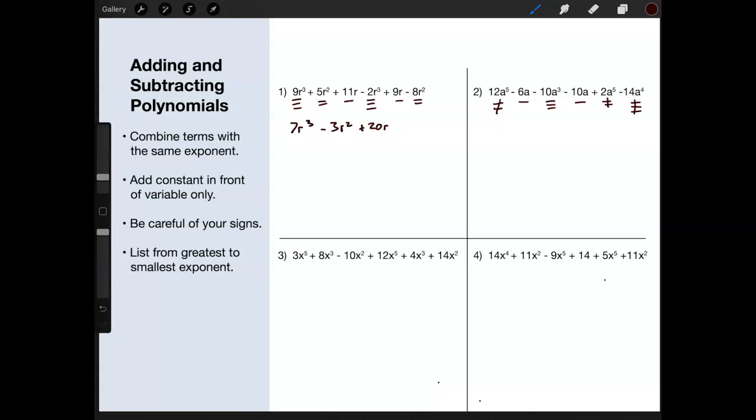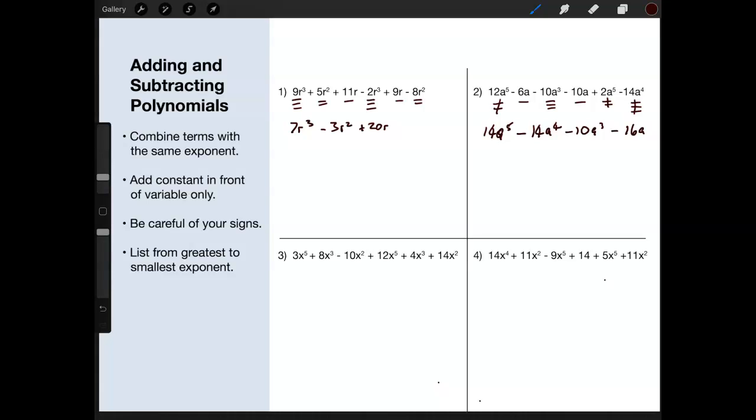We have 12a to the 5th plus 2a to the 5th. We add 12 plus 2, and we have 14a to the 5th. There is nothing to match up with the 14a to the 4th, so that stays the same. We have 10a cubed. Again, there is nothing else cubed, so that stays the same, minus 10a cubed. Plus, what do we have? Minus 6a minus 10a. So negative 16a. So the final answer here: 14a to the 5th minus 14a to the 4th minus 10a cubed minus 16a.